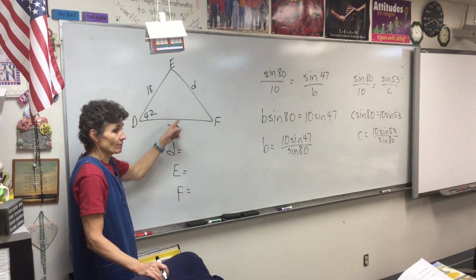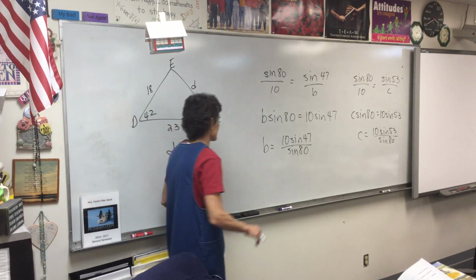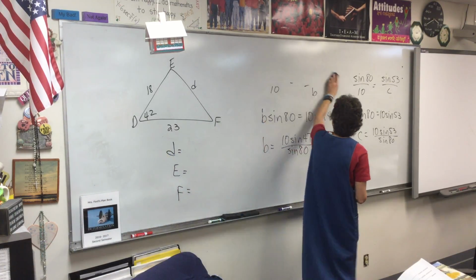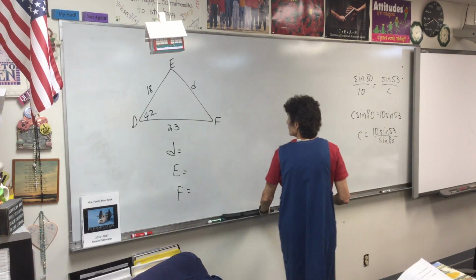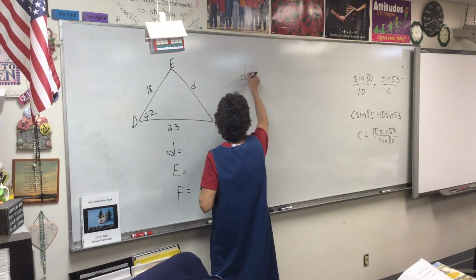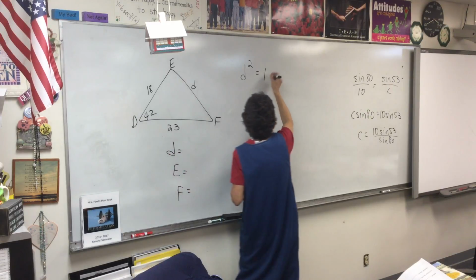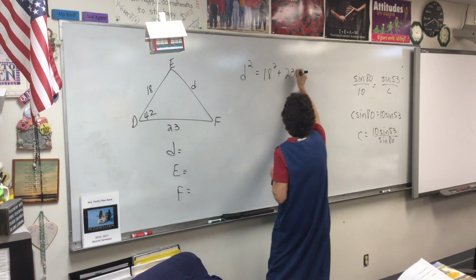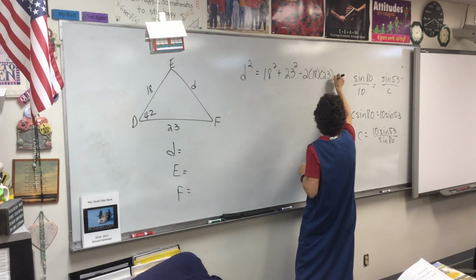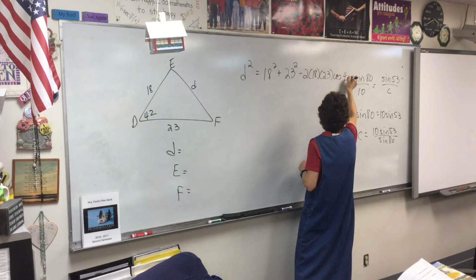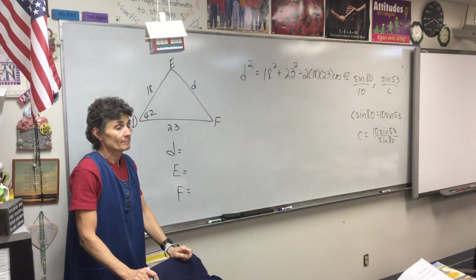So which one is it here? Sines or cosines? This is going to be the law of cosines. So, who can set up the law of cosines for me? D squared equals 18 squared plus 23 squared. That's it exactly. That's my law of cosines.